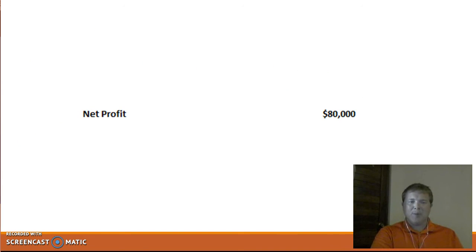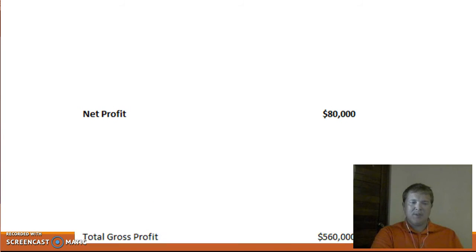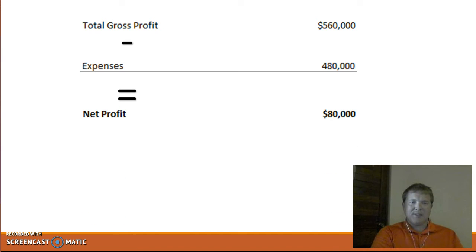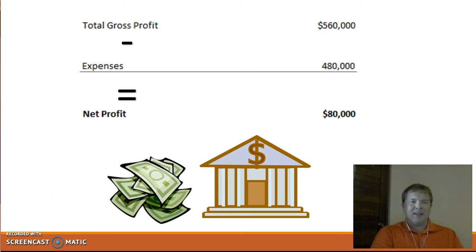Now we're back to the exciting part, net profit. Remember how we talked about the total gross profit and how it was used? That's right. Total gross profit is the amount of money Anne has available to pay all of her expenses. So when we take her total gross profit and subtract her total expenses, what do we get? Her net profit. This is the money that she gets to take to the bank at the end of the year. So in this business, she had $560,000 of total gross profit. She spent $480,000 on expenses, which left a net profit of $80,000.